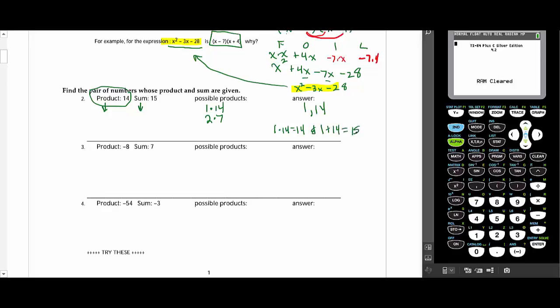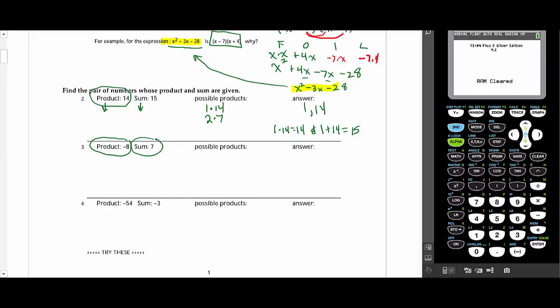Okay? So if I give you a product and a sum, you can always find either only one answer or no answer at all. So most of the time you'll be able to find that one answer. Okay? Let's look at the next one. Now we're looking at 2 numbers that multiply to give negative 8. And at the same time, they have to have a sum. In other words, they have to add up to 7.